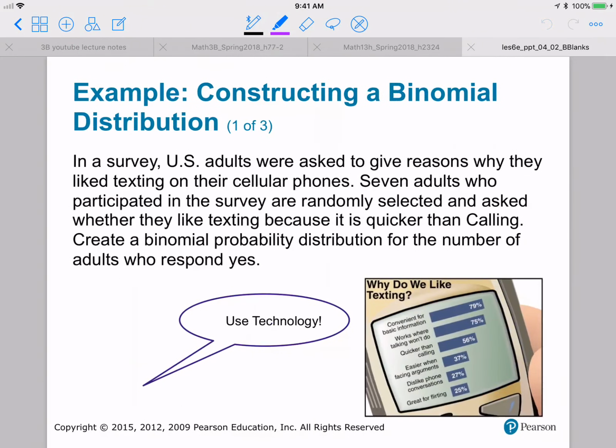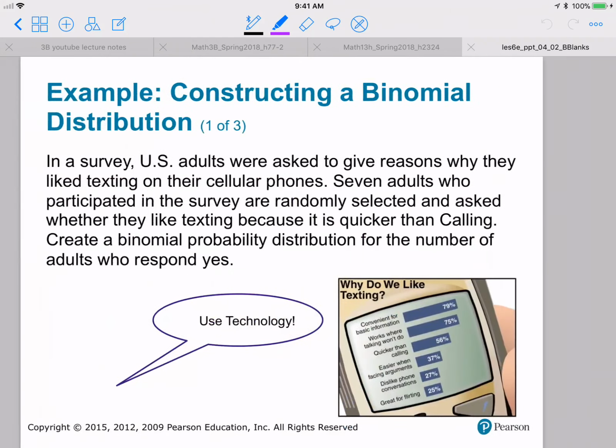And then you repeat that process. Let's look at this example right here. In a survey, U.S. adults were asked to give reasons why they liked texting on their cell phones. 7 adults who participated in the survey are randomly selected and asked whether they like texting because it's quicker than calling. Create a binomial probability distribution for the number of adults who respond yes.